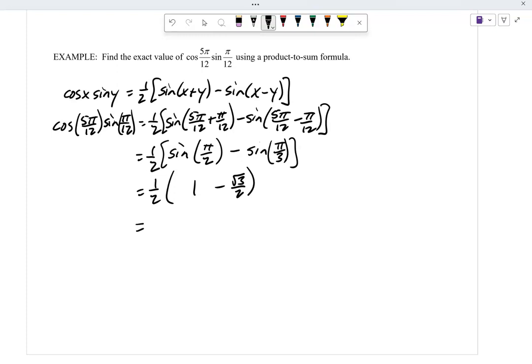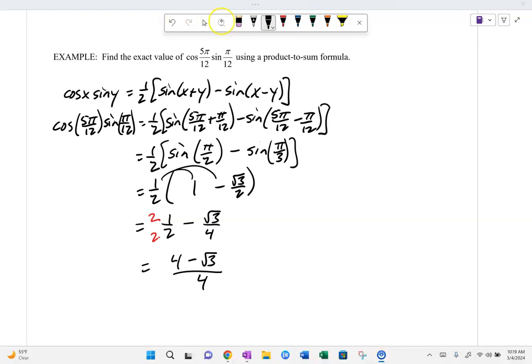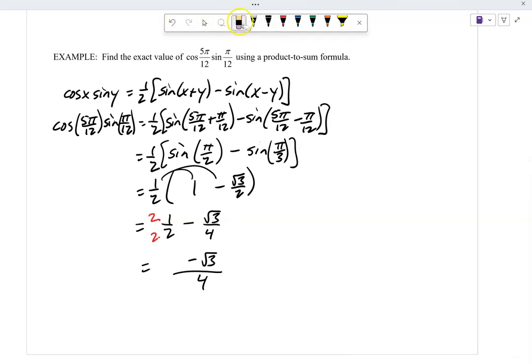And so we got, let me go ahead and distribute that. I got 1/2 minus root 3 over 4. Or if I get a common denominator, I would have 4 minus root 3 all over 4. I'm sorry, that's not 4. Good grief. 2 times 1 is 2. 2 minus root 3 all over 4.